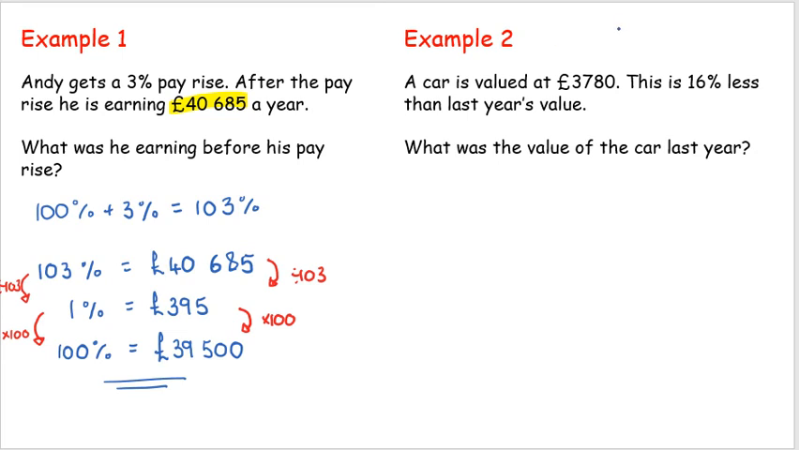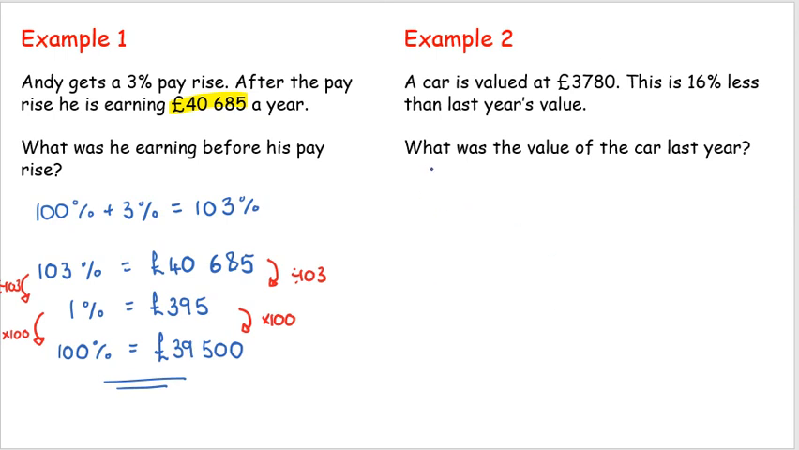So for example 2, a car is valued at £3,780. This is 16% less than last year's value. So we've got the new year's value, and we know this was a 16% decrease from the original last year's value. And we want to work out what the value was before that decrease. So again, it's definitely a backwards percentage because we're working out the quantity before this 16% decrease.